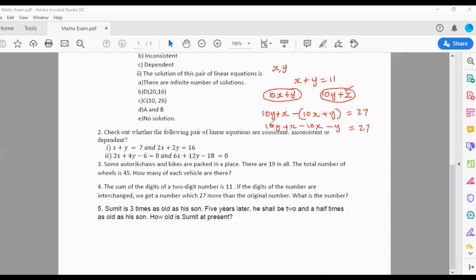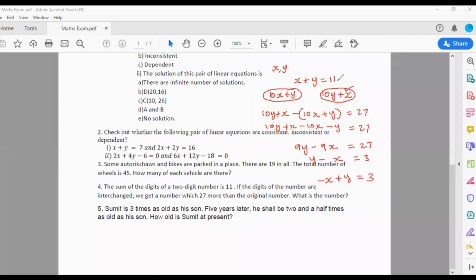Okay, now 10y minus y will become 9y, and x minus 10x, how many x? Minus 9x is equal to 27. There's a chance every term is a multiple of 9, so you can divide the entire equation by 9. So what will come? y minus x is equal to 3. Very good. If you interchange x and y, you will get minus x plus y is equal to 3.